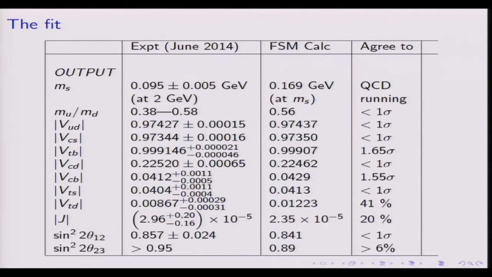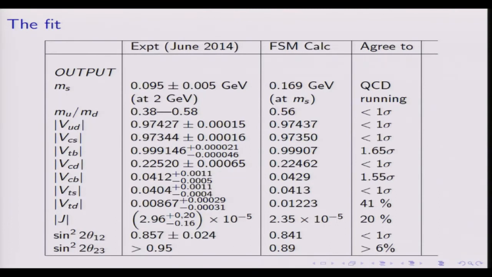So I say the ratio MU over MD is within error, and then VUD less than 2 sigma, and VCD within error, and then VCB, well, again, about 2 sigma, and so on. Now, the VTD is perhaps the worst, but it's actually a very, very small number.